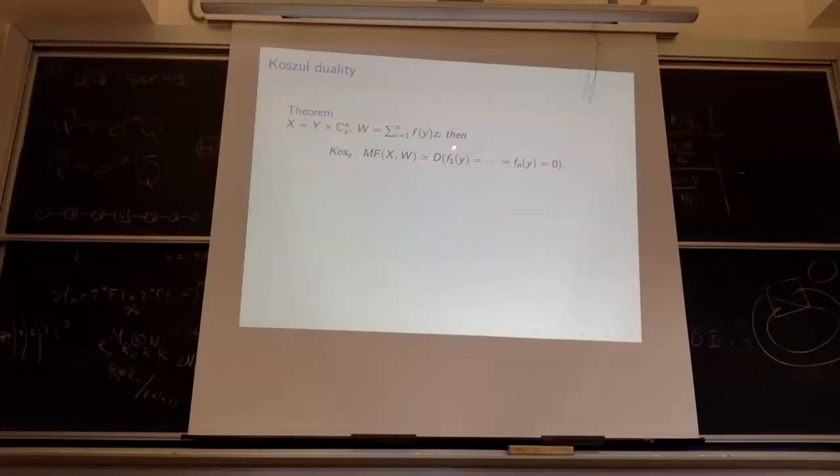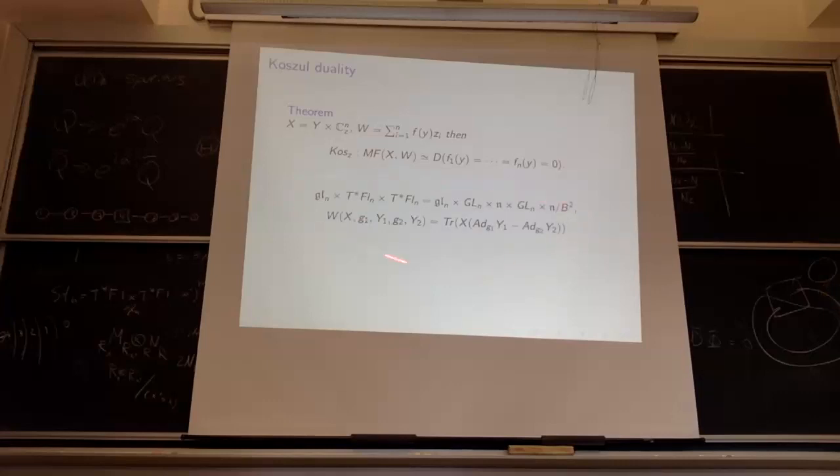Suppose your potential is not crazy. It has this special property: it's linear in some set of variables. Suppose you have this. Then it turns out that the matrix factorization category is equivalent to the derived category of the zero locus of this F_i. So in some sense, you should think about the matrix factorization in this situation as this. And actually, we are exactly in this situation.